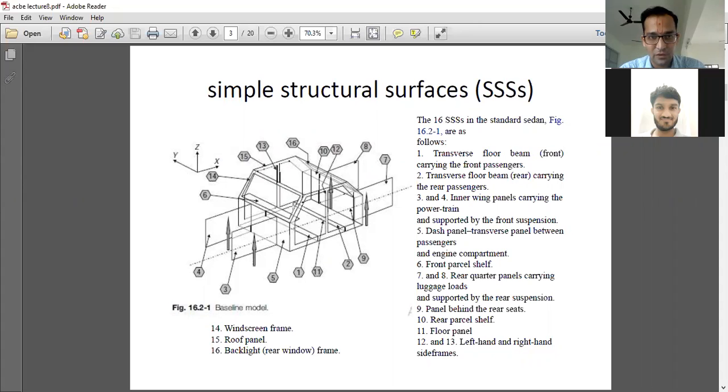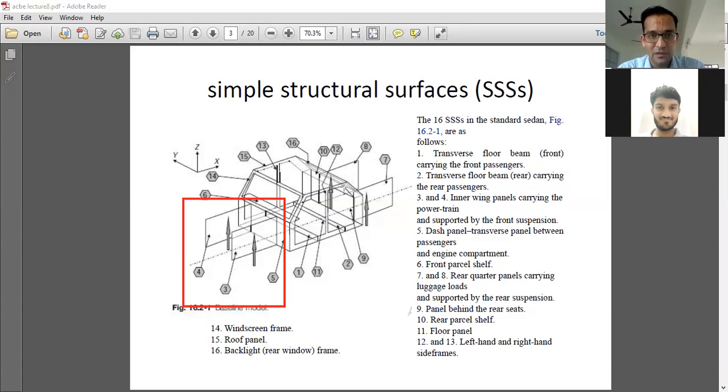Okay, so this one is the first component. This one is the second component: transverse floor beam at front and at rear. Now there are the third and fourth components, which represent the inner wing panels carrying the powertrain. You will be able to identify them over here. These are components 3 and 4: front inner wing panels carrying the powertrain.